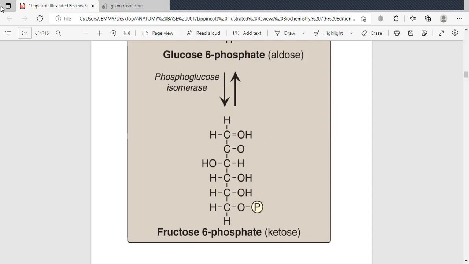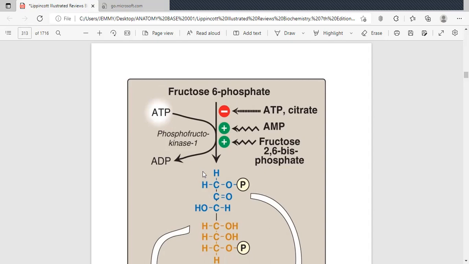Then what happens to fructose 6-phosphate? It is phosphorylated at carbon number 1. See, we are putting in another ATP. So the second ATP is put in at carbon number 1, a reaction catalyzed by phosphofructokinase 1, an irreversible reaction. This phosphofructokinase 1 is an allosteric enzyme. Its positive modulators are AMP, adenosine monophosphate, and fructose 2,6-bisphosphate. Its negative modulators are ATP and citrate. I've put them there.